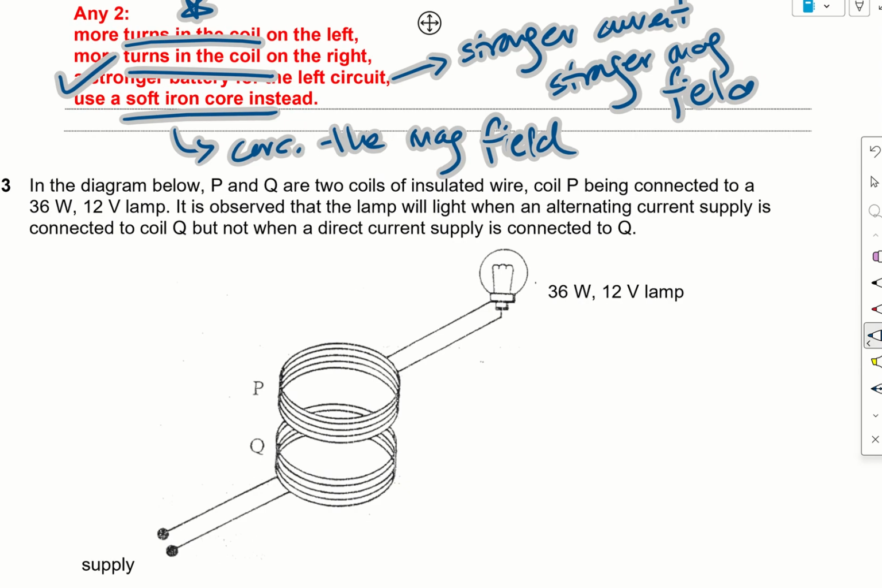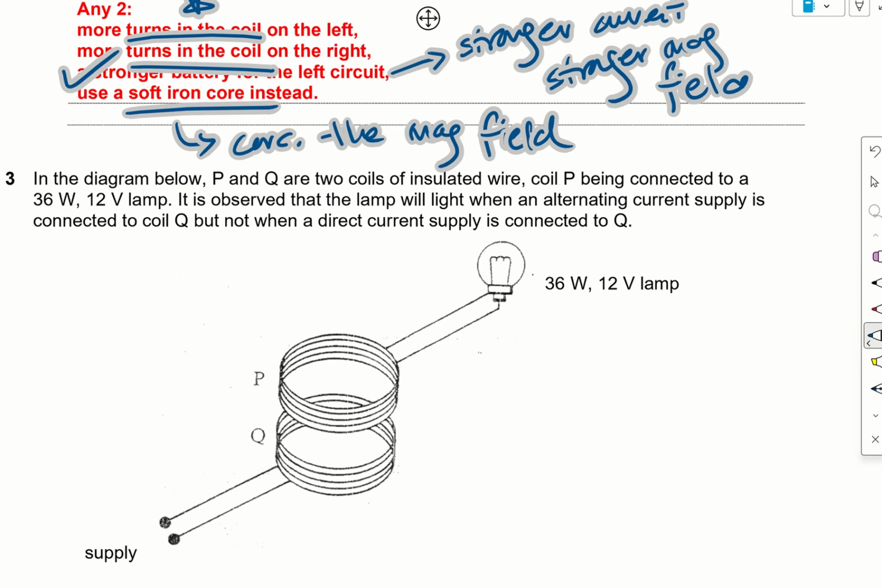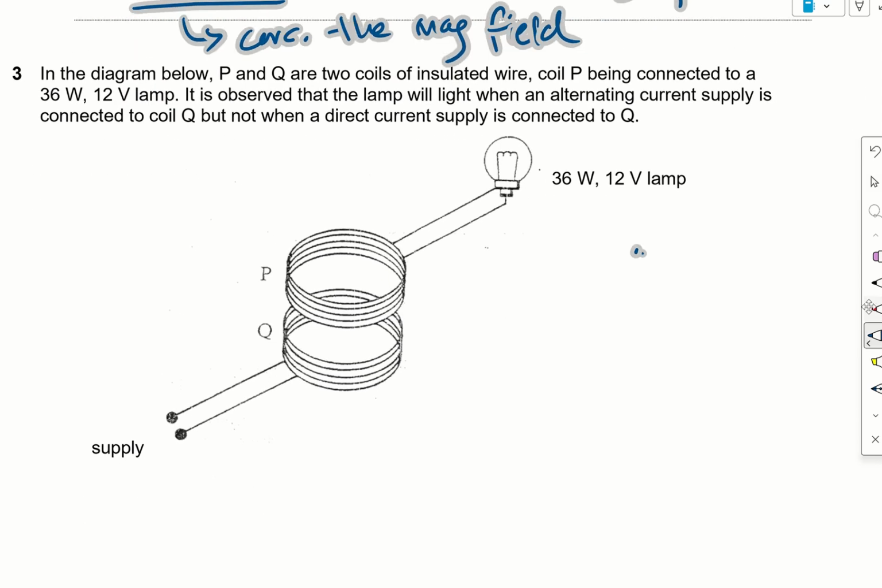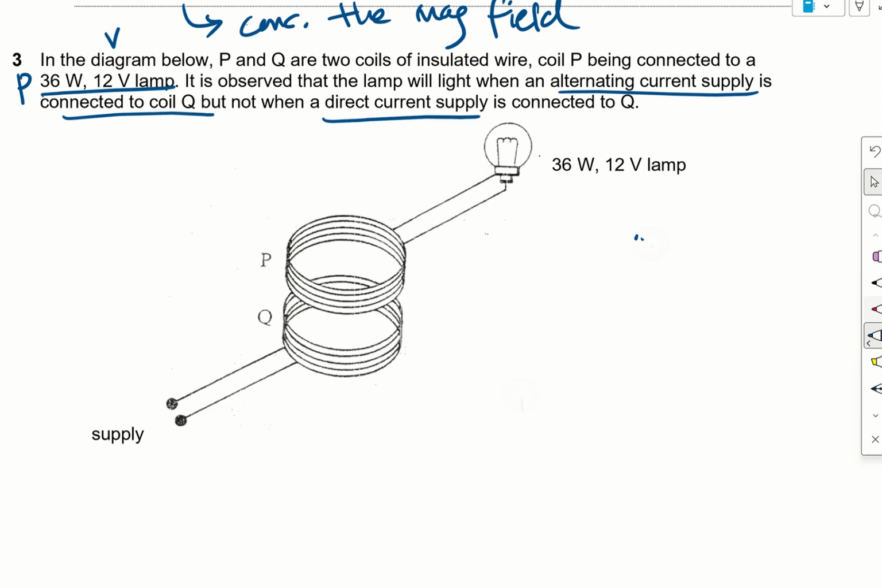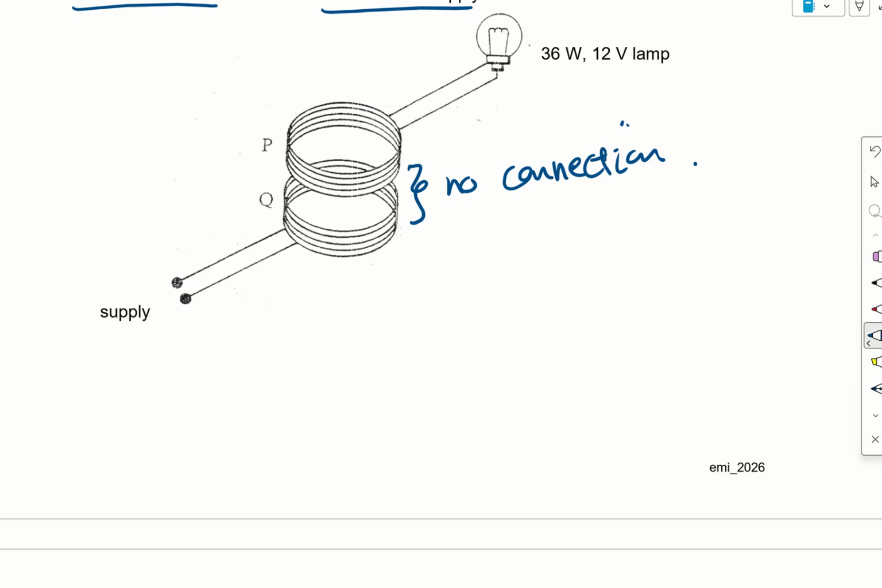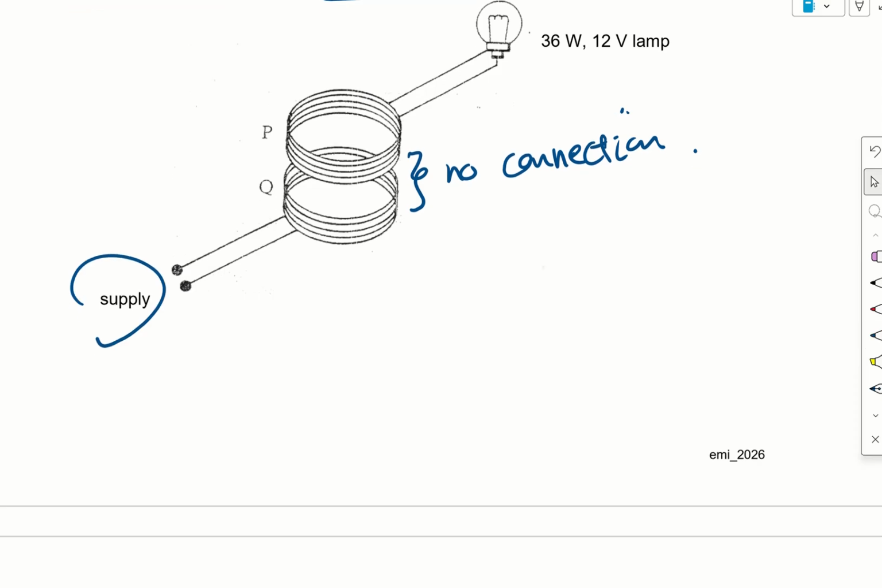Okay, then question 3. In the diagram below, P and Q are two coils of insulated wire. Coil P is connected to a 36 watt, 12 volt lamp, so this is my P, and this is my lamp. It's observed that the lamp lights when an alternating current supply is connected to Q, but not when a direct current is. You see that there's actually no connection between both. They are just in close proximity. So this is the supply, and now we have AC.